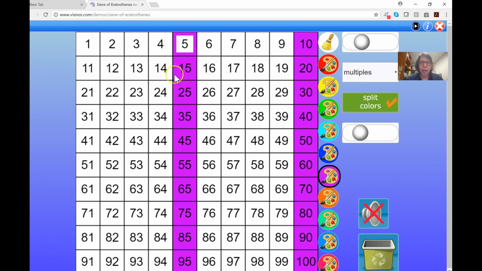Is it that I add up the digits? 1 plus 5? 2 plus 5? No. It's that multiples of 5 always end in 5 or 0.